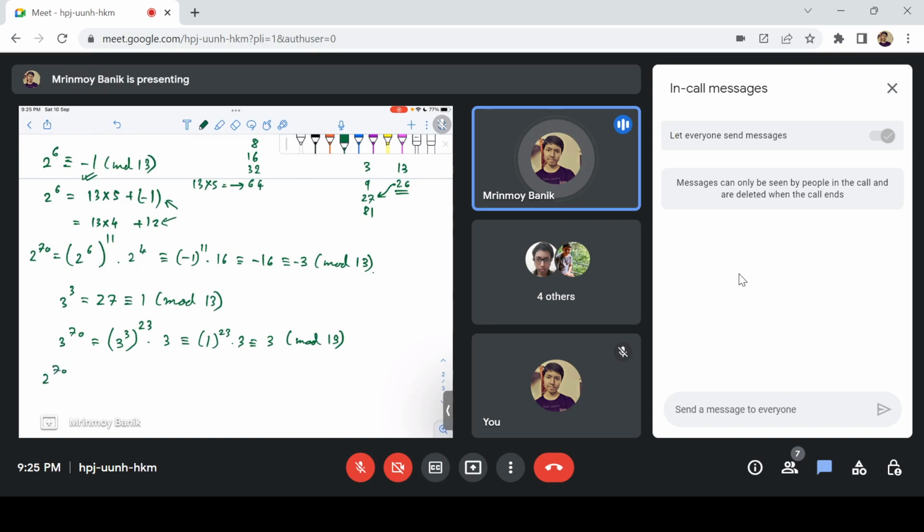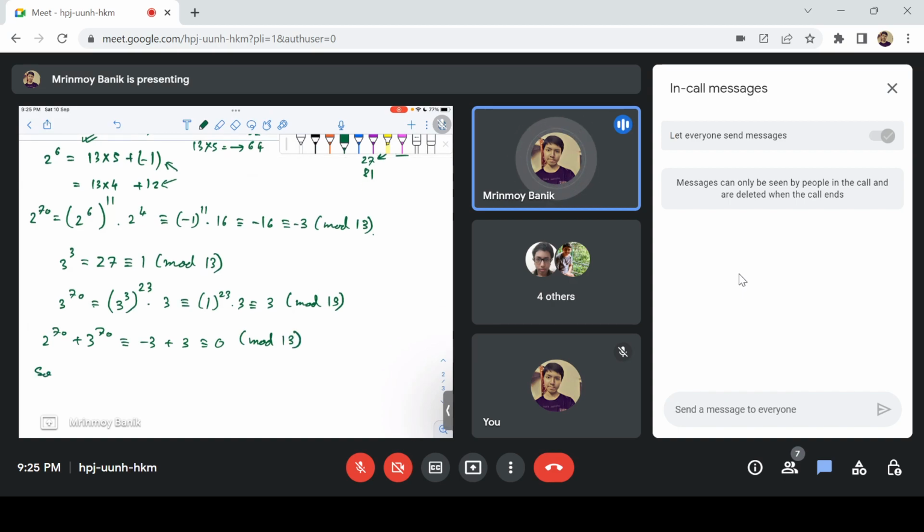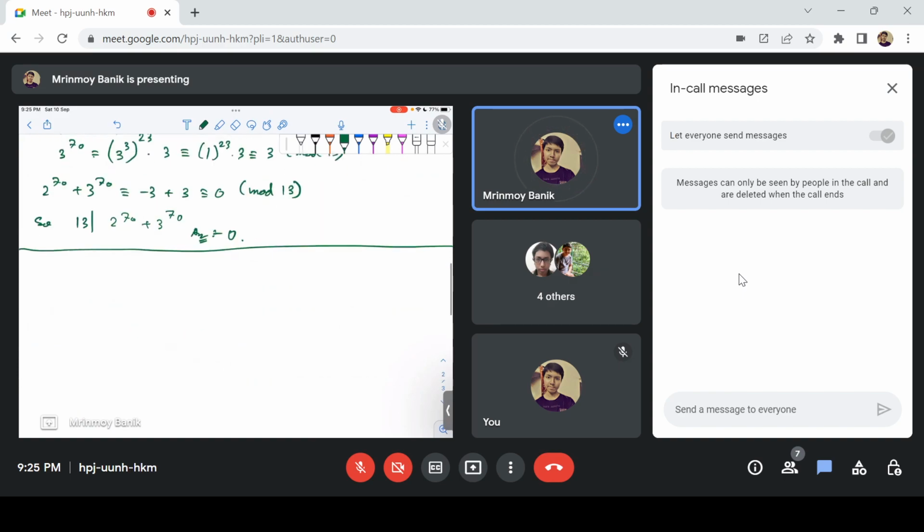So 2 power 70 plus 3 power 70 is congruent to minus 3 plus 3, which is 0. Right, so 13 divides the expression. So the remainder is 0 and 13 divides 2 power 70 plus 3 power 70. It was the proof, we just needed to solve this. So the answer is 0. Okay.